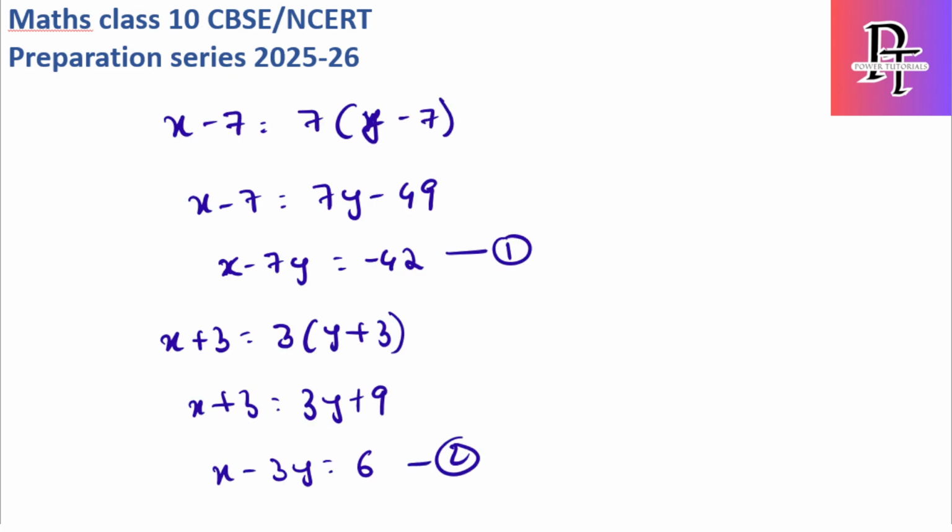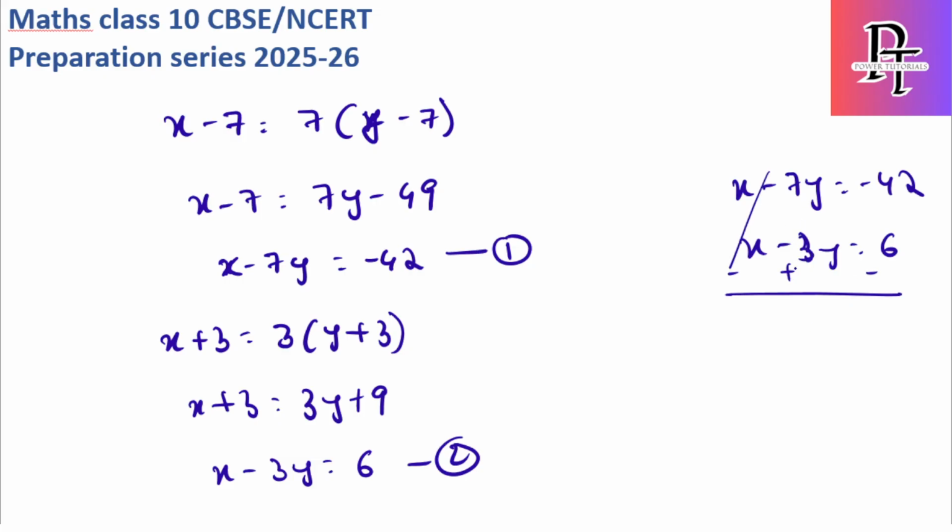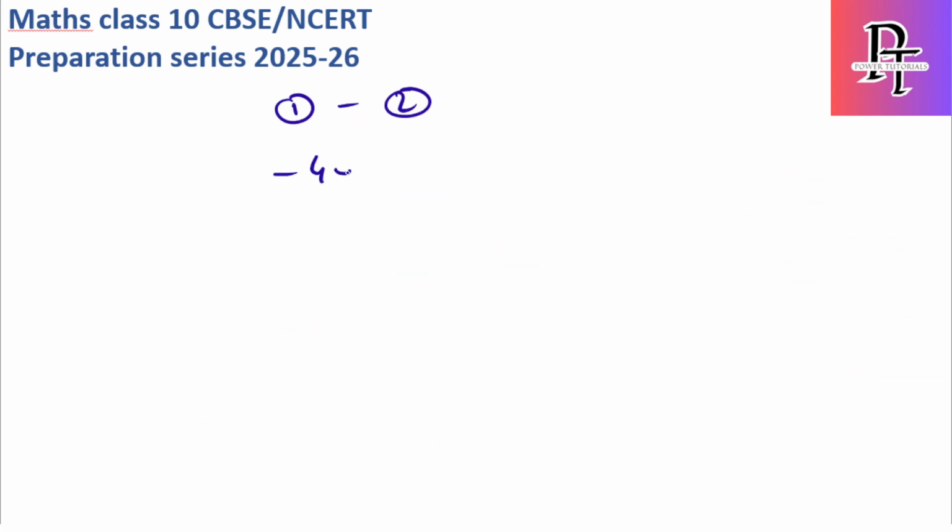If I do 1 minus 2, I will write both here. x minus 7y is equal to minus 42 and x minus 3y is equal to 6. If I do minus, the signs will change. x gets cancelled out. Minus 7 plus 3 is minus 4y is equal to minus 42 minus 6 is minus 48. So I got minus 4y is equal to minus 48. So minus gets cancelled. 4 12s are 48. So y value is 12.